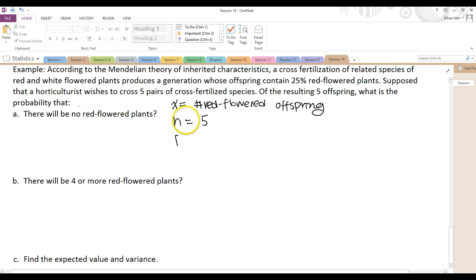And what's the P? What's the probability of getting red flower offspring? It just says straight up right here 25%, so that's going to be 0.25. And this is what we're going to use for the rest of the question. All right, so what is the probability that there will be no red flower plant? So the probability that x equals 0.